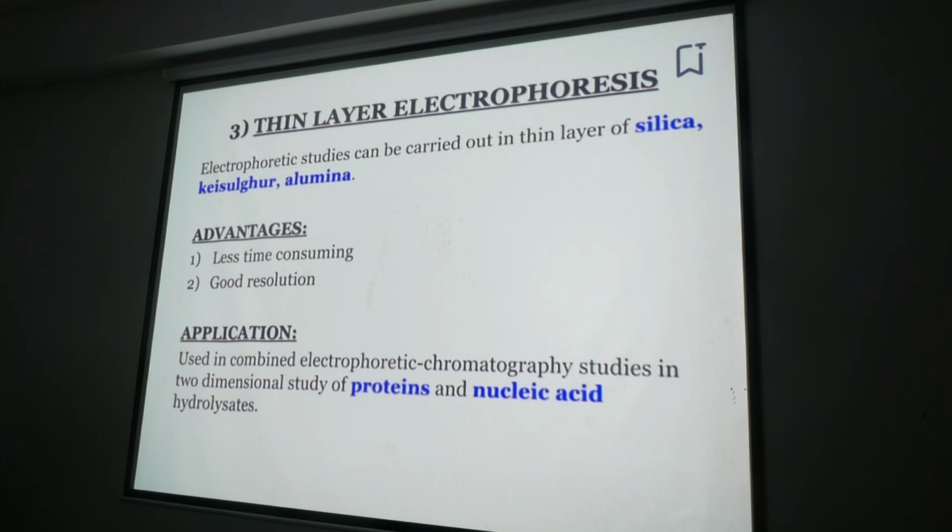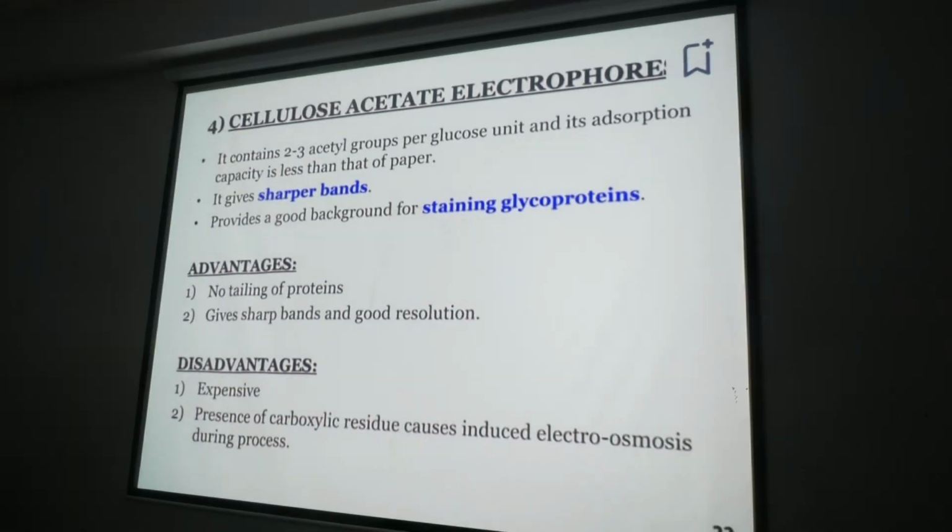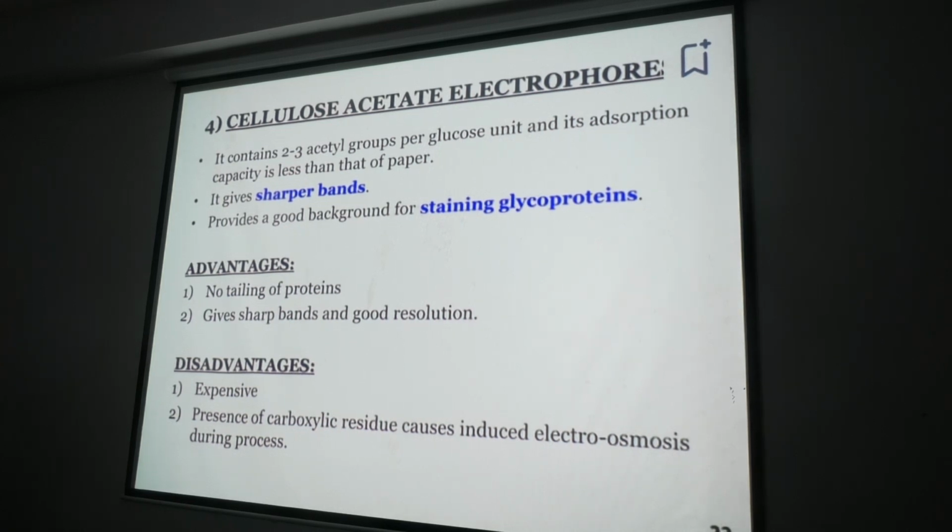electrophoresis is used. Cellulose acetate electrophoresis contains 2 to 3 acetyl groups per glucose unit and its absorption capacity is less than that of paper. It gives sharper bands and provides a good background for staining glycoproteins. Advantage: no tearing of protein, and it gives sharp bands and good resolution. Disadvantage: expensive, and the presence of carboxylic residue causes induced electroosmosis during the process. Cellulose acetate electrophoresis is used in hemoglobin electrophoresis.